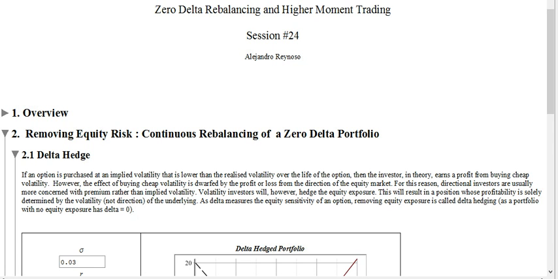Welcome to session 24. Our topic will be zero delta rebalancing and higher moment trading. In the previous session, we talked about the opportunities that emerge in the option markets when it is possible to buy cheap volatility. In those circumstances, that is, when the implied volatility happens to be below the realized volatility during the life of the contract, it is possible to earn a profit.